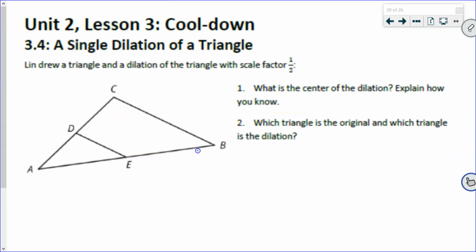And now it's time for our cool down. Lynn drew a triangle and a dilation of the triangle with scale factor of 1/2. What is the center of dilation? Explain how you know. We've already answered questions like that, so you definitely have the tools you need to answer that question. Which triangle is the original and which triangle is the dilation? You have 30 seconds to discuss with your group. Ready, set, go.